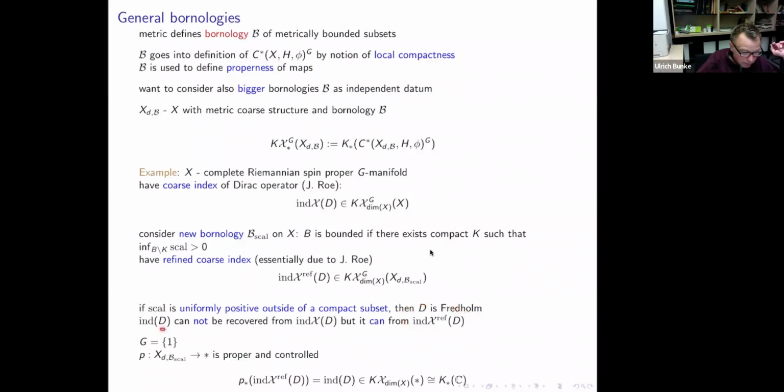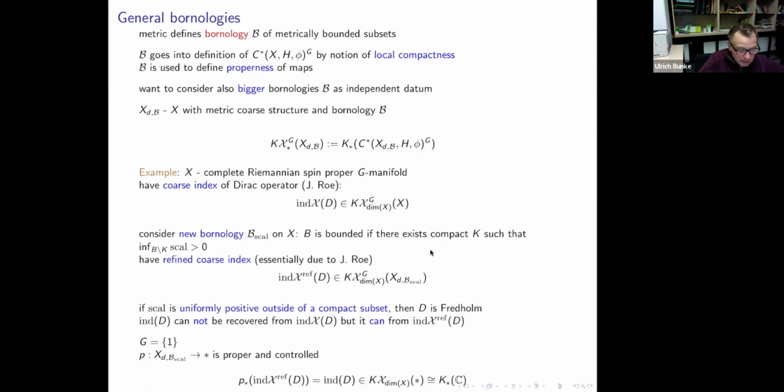Assume that G is trivial for simplicity. Look, the map which sends X to a point is obviously controlled, and it is now proper because all subsets of X are bounded. So by functoriality, I can just push forward this refined index to a point, and then I get a K-theory class on a point, which is the Fredholm index of the Dirac operator. So I can get the Fredholm index from the refined coarse index by applying functoriality. That's the application.